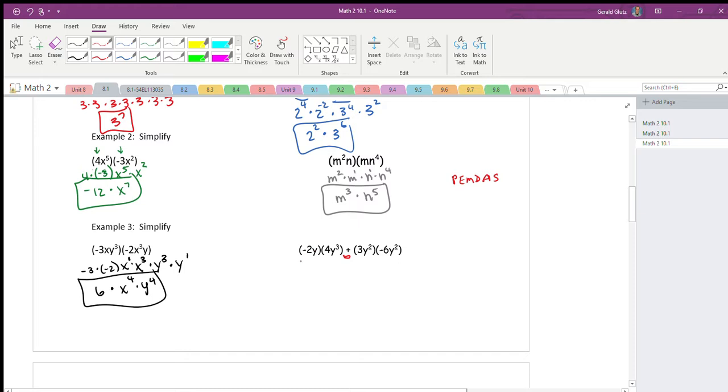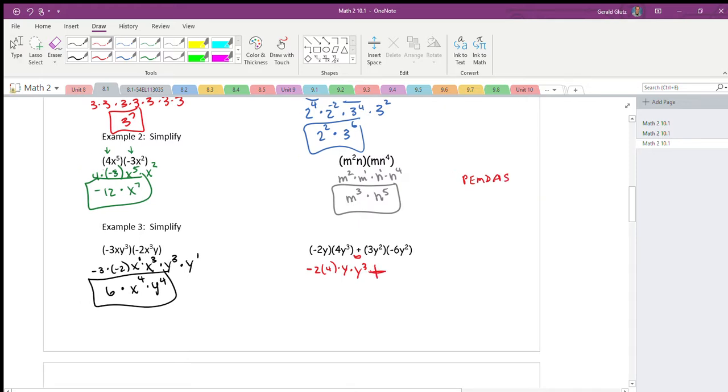So I got a -2 times a 4, and then a y times a y to the 3rd. So everything that's separated by this addition sign, I'm going to do together. So these terms I'm going to put together, and then these terms. So I'm going to put that plus sign here. So then I have a 3 and a -6. So we could even put these in parentheses if we wanted.